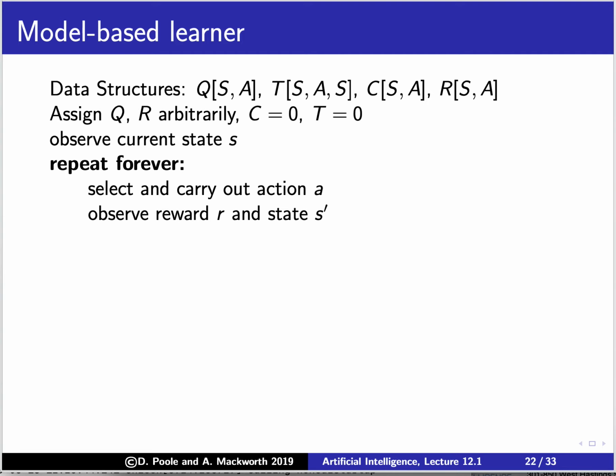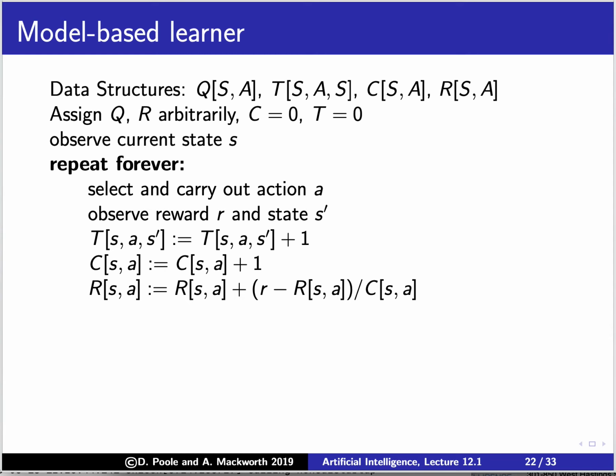The algorithm here has the same structure as before. We're going to observe the current state. We repeat forever. We're going to select and carry out an action A. We're going to observe the reward R and the state S'. So that's exactly as we normally do it. And then we're going to update all of our statistics.